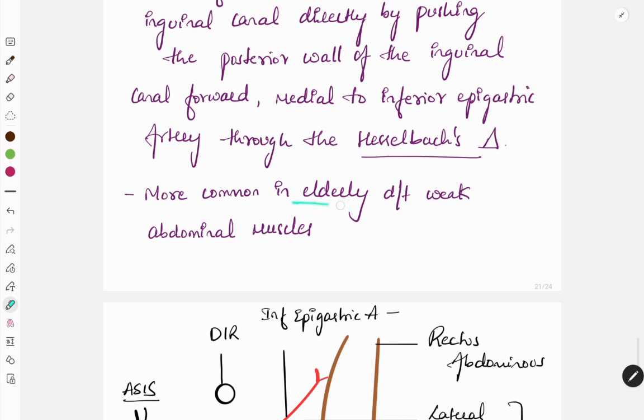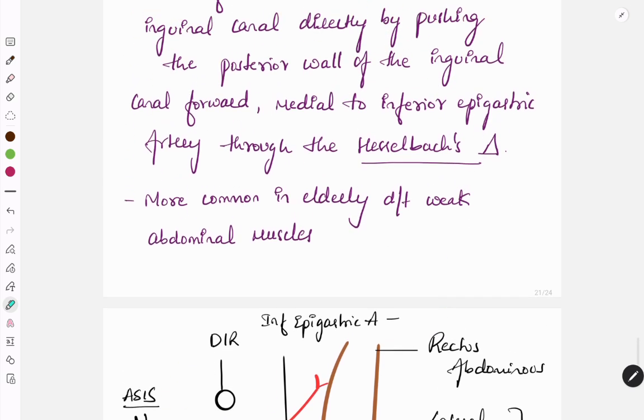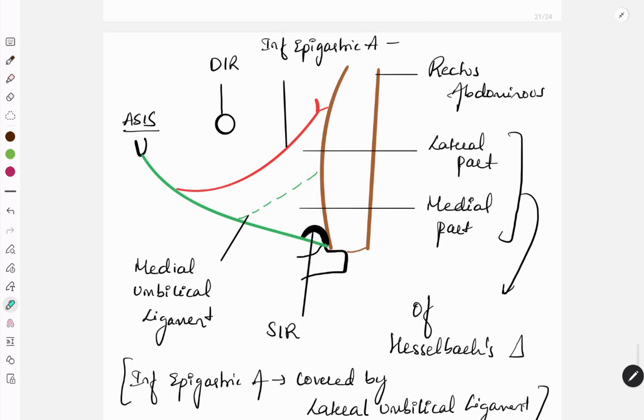This is usually seen mostly in elderly people due to weak abdominal muscles. Because they have weak abdominal muscles, the posterior wall is pushed forwards directly, and it comes out medial to the inferior epigastric artery, in Hesselbach's triangle. This is Hesselbach's triangle, the triangle that I am highlighting. What are its boundaries? Here we have the rectus abdominis muscle, here is the inferior epigastric artery, and this is the inguinal ligament. These three together form Hesselbach's triangle.